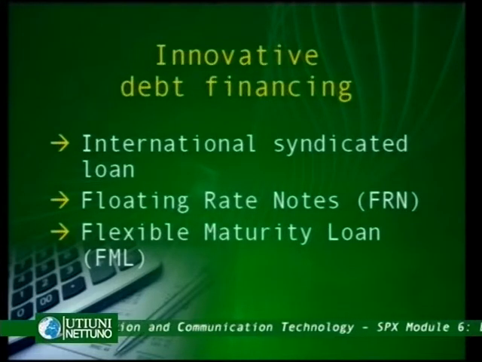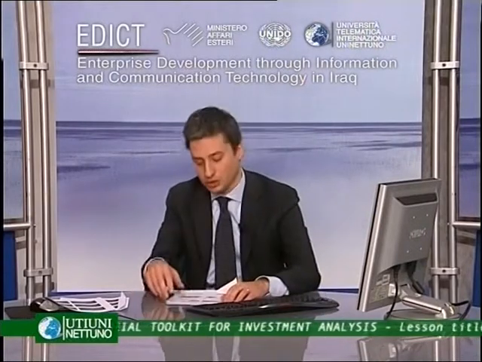Then we have a flexible maturity loan. This is a form of financing that is similar to the floating rate notes. There are two differences. As this is a loan, it's not a note. So it's not a security that is issued on a capital market, but it's a loan that is typically negotiated with the bank.